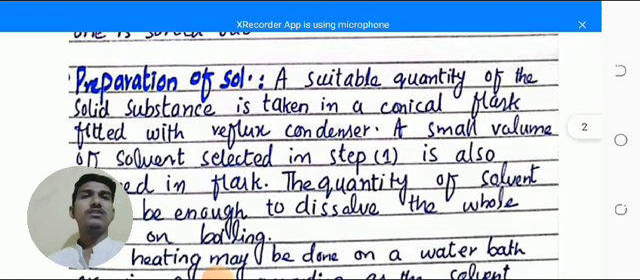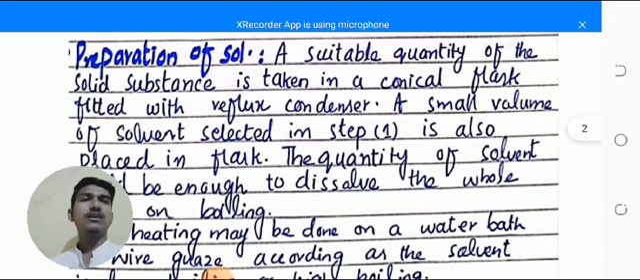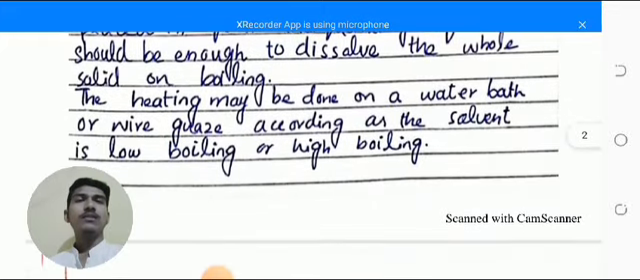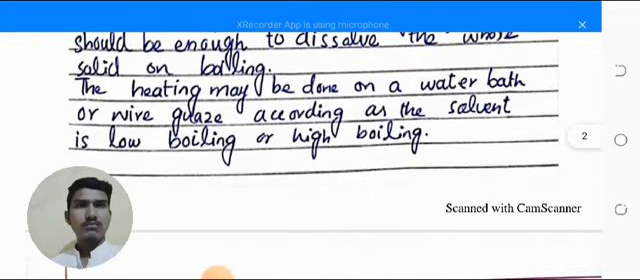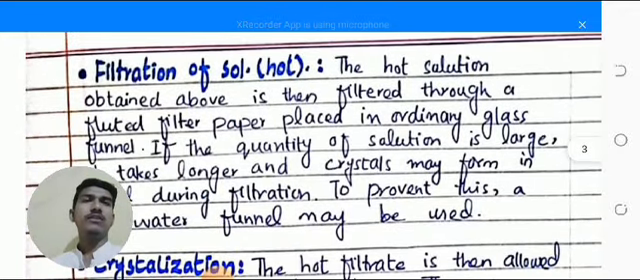Next point is preparation of solution. A suitable quantity of the solid substance is taken in a conical flask fitted with a reflux condenser. A small volume of the solvent selected in step 1 is also placed in the flask. The quantity of solvent should be enough to dissolve the whole solid on boiling. The heating may be done on a water bath or via gas burner according as the solvent is low boiling or high boiling.